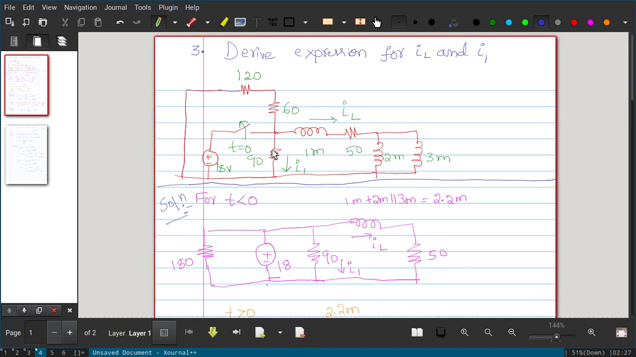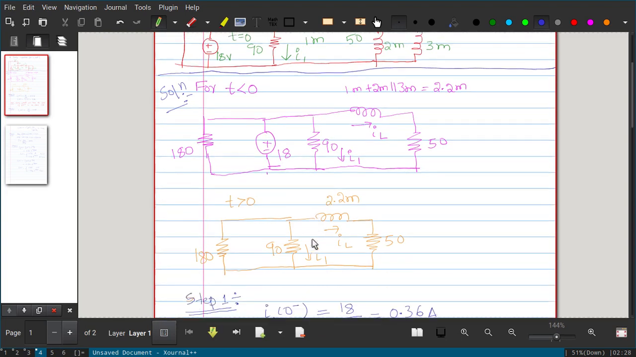So totally, if you see the 90 ohm resistor, we have one inductor in series with the resistor, and that is again in series with two parallelly connected inductors. So I can replace it like this. Okay, this is for t less than 0.